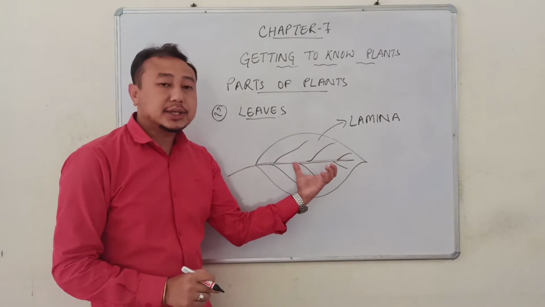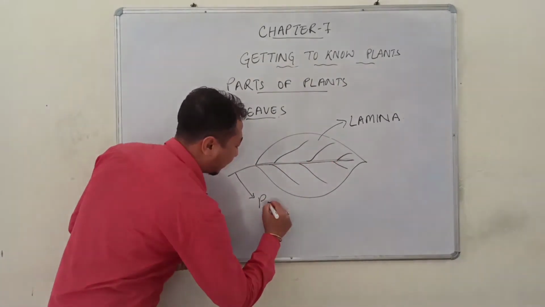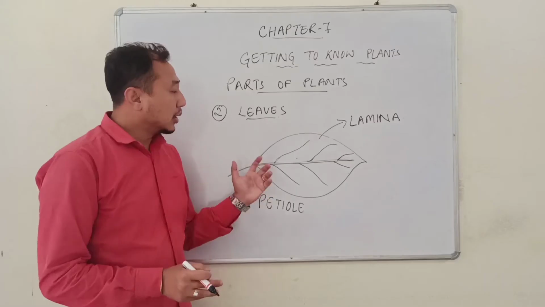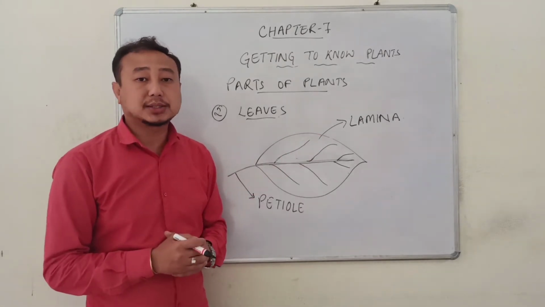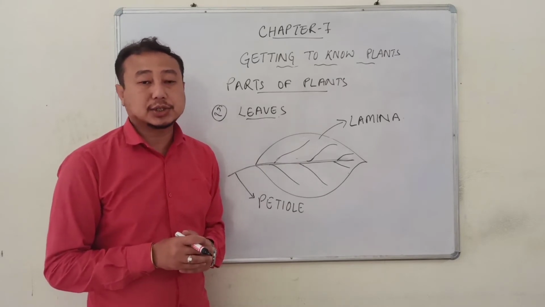The lamina is attached to the stem by the help of a stalk-like structure, which we call a petiole. On this lamina, the veins are arranged in different manner in different plants. The arrangement of veins on the lamina, we call it venation.